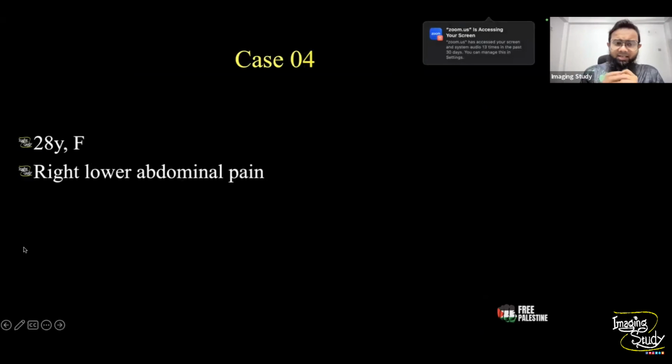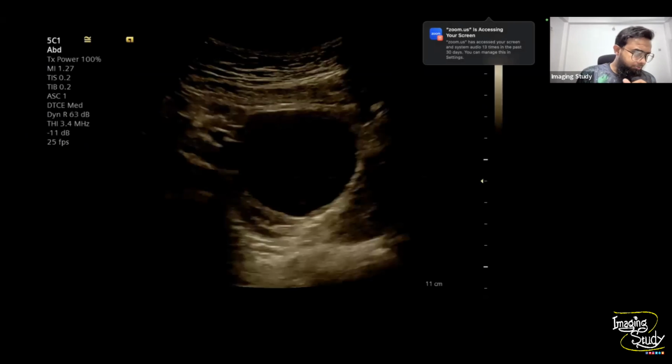Let's jump into case number 4. This is a 28-year-old female patient who came with right lower abdominal pain. Let's see what we have got on ultrasound.